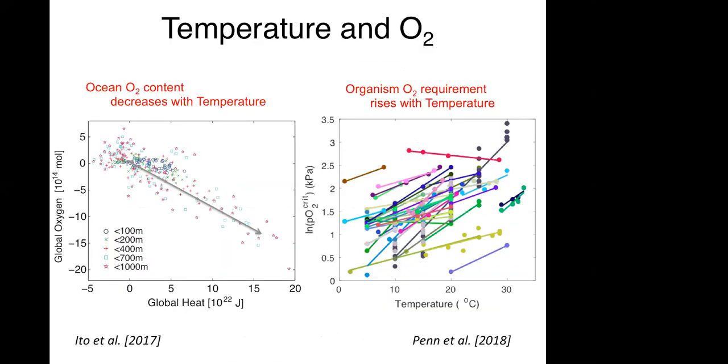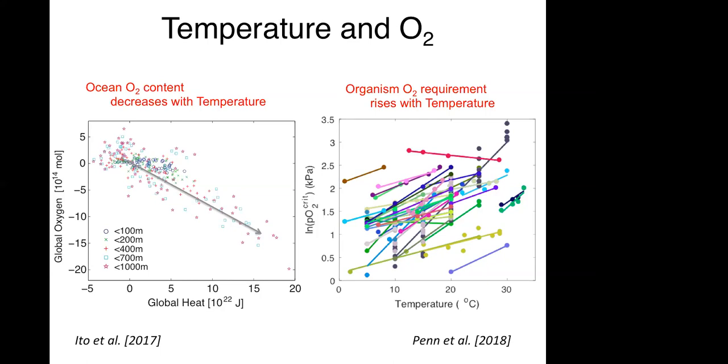In particular, I'm going to focus on two stresses to organisms, temperature and oxygen. And at a global scale, we know that as the ocean warms on the left, the heat content rises, we see oxygen declining. So historical observations show that very clearly, consistent with what the future projections also showed in the previous slide. At the same time that temperatures are rising and oxygen is declining, on an organism scale on the right, you see that the critical oxygen pressure required to maintain basic metabolic rates rises as temperature goes up. So as temperature rises, organisms become less tolerant of low oxygen. Their requirement for oxygen rises.